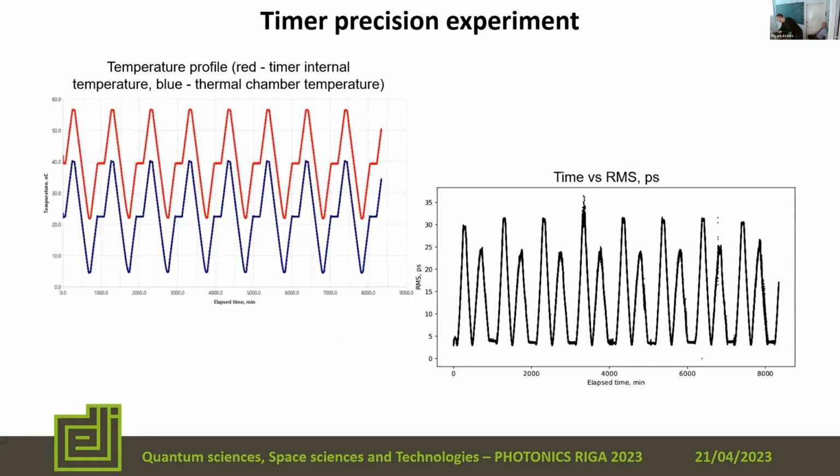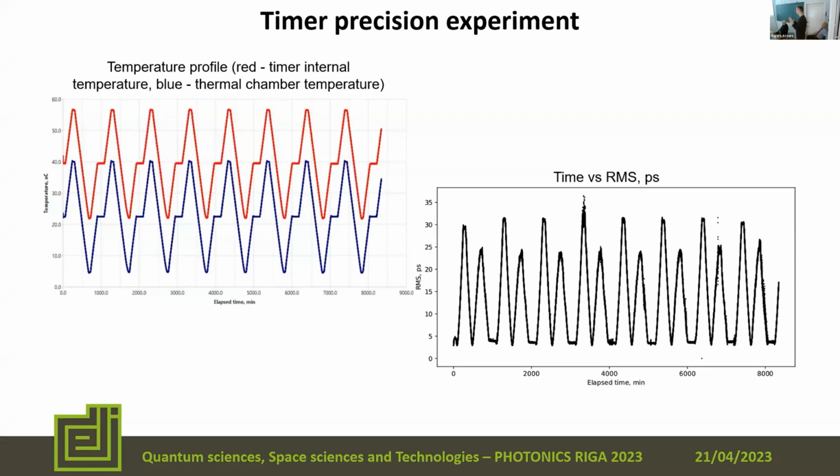So basically, we conducted an experiment where here in this graph you can see time, and on the y-axis we have the temperature. The red line represents the internal temperature of our timer, and the blue line represents the outer temperature. We started when the thermal chamber was at room temperature, around 22 degrees Celsius. Then we increased the temperature to 40 degrees. Then we decreased it to 5 degrees. And this was basically one measurement cycle.